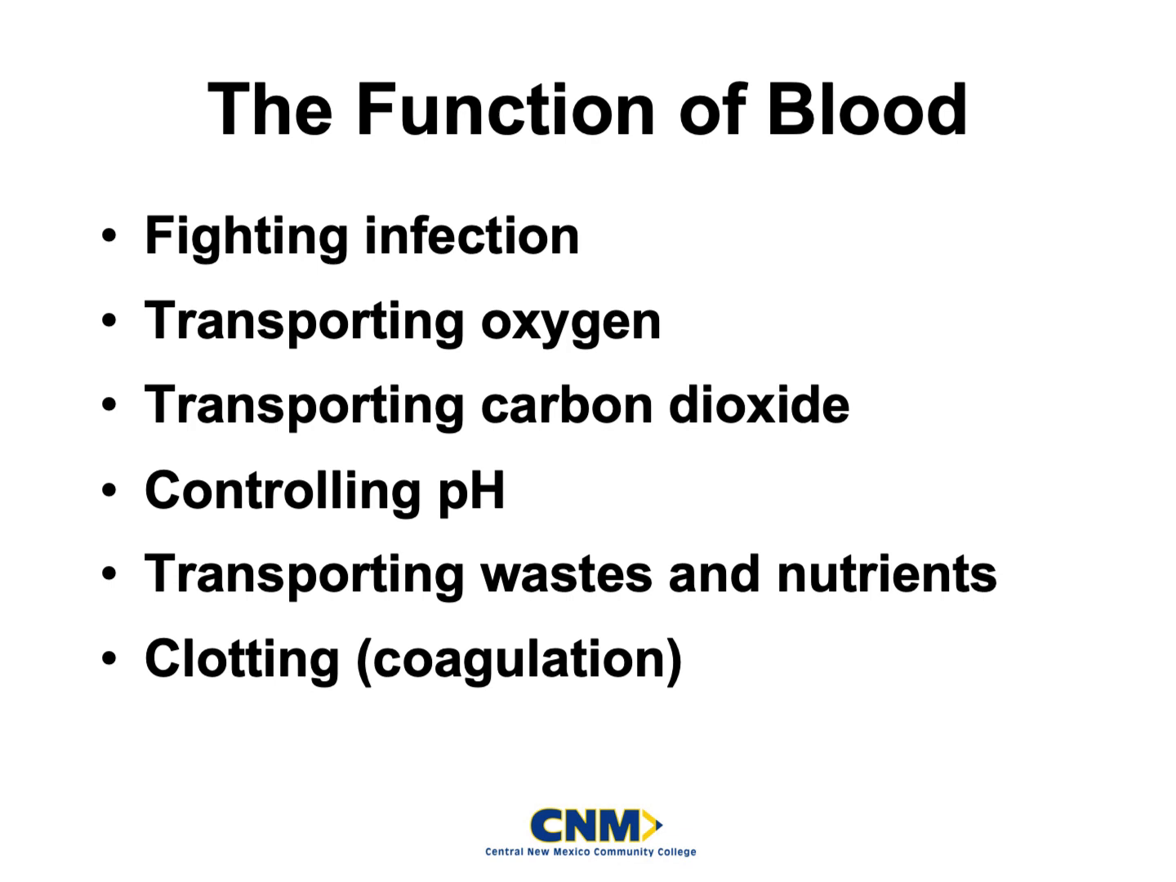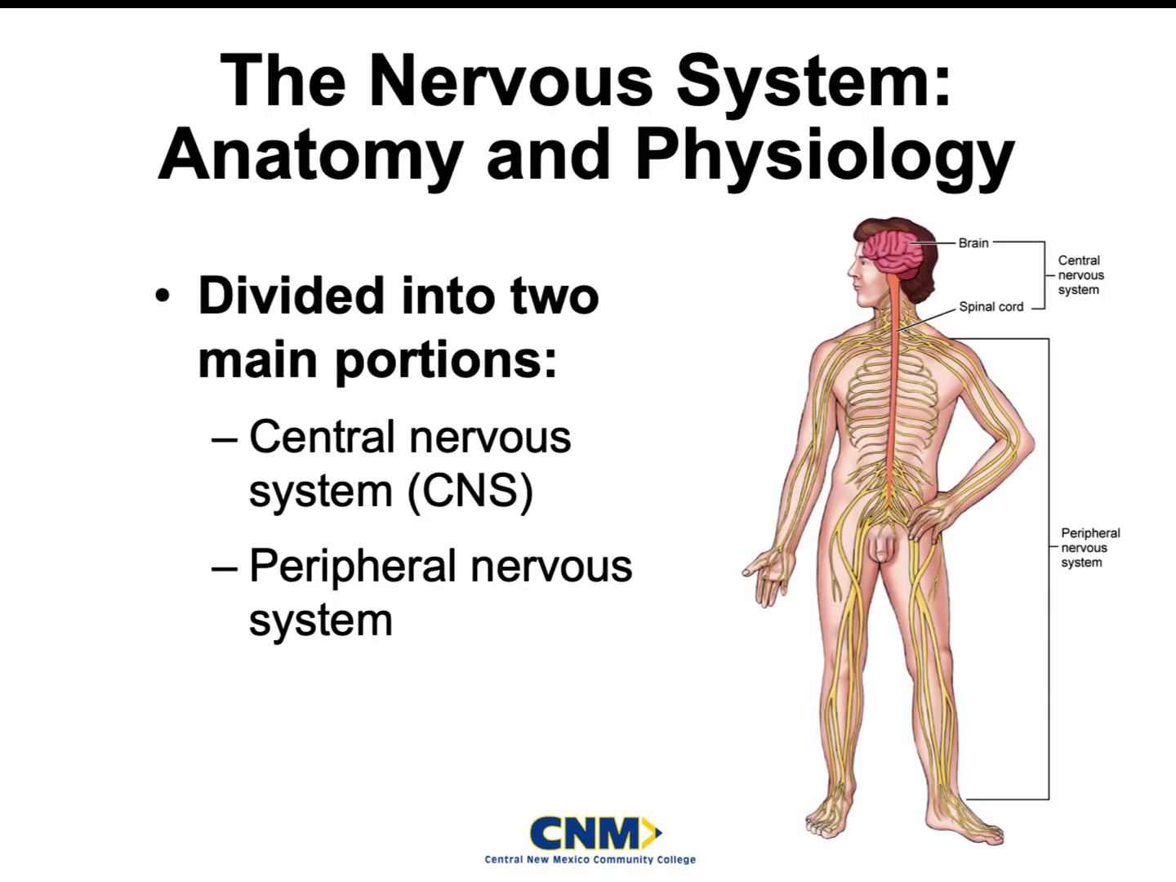Blood helps transport waste and nutrients throughout our body. It helps control our pH. We're going to talk about pH towards the end of this lecture. pH is also known as your acid-base balance, or how you maintain your homeostasis. You might have heard that word before. And like I said, the clotting factors with your platelets as well.